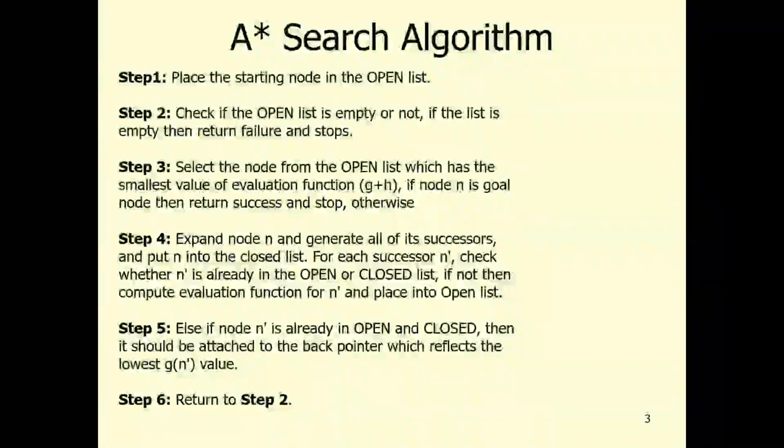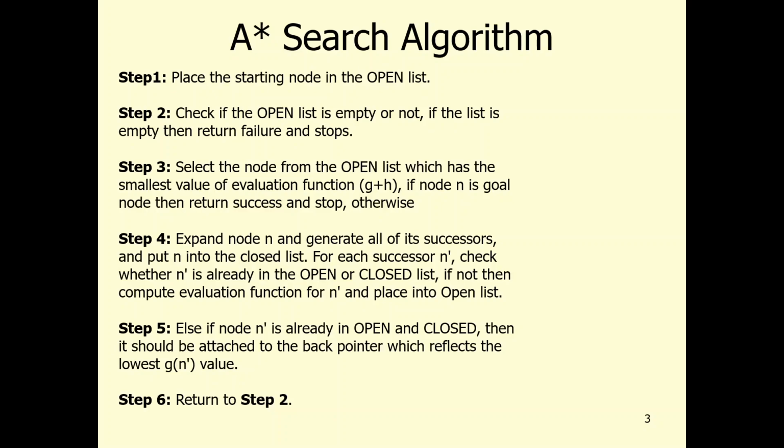So let's see the A-star search algorithm. As A-star search algorithm uses best first search, similar to best first search, two lists, that is open and closed, are used for the same functionalities as they are used in BFS. So the first step would be to place the starting node into the open list. Now we will check if the open list is empty or not. If it is empty, then we will return failure and stop our algorithm.